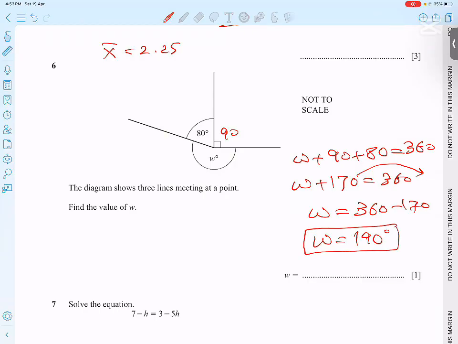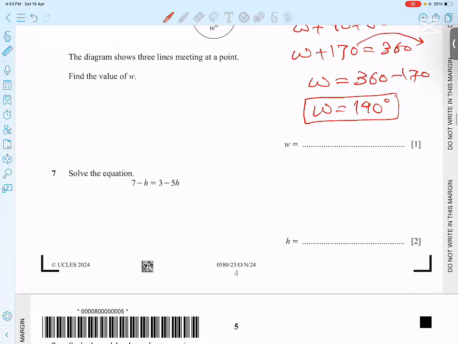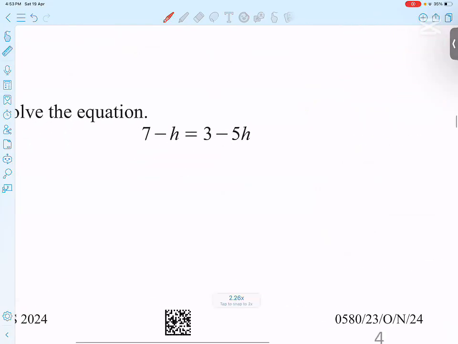So let's go for the next question, and the next question is number 7. We have to find out H. So we have a choice: either bring H to the other side or bring 5H here. Better to bring 5H here. When this comes here, this negative sign will be eliminated automatically.